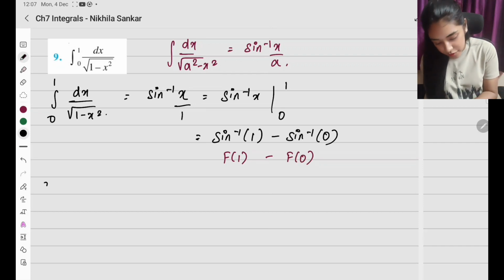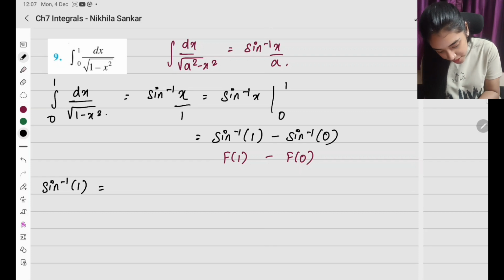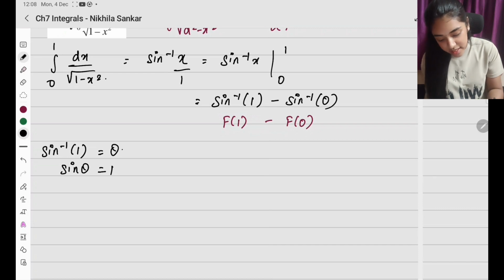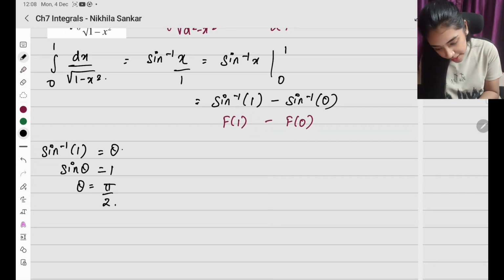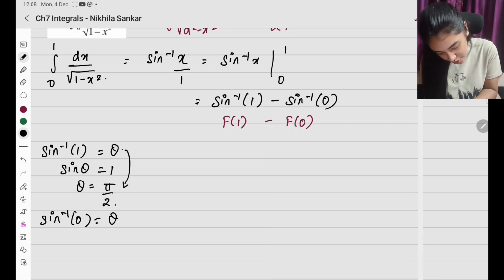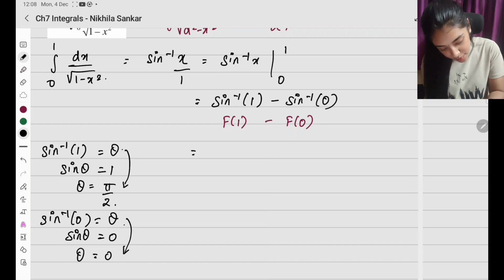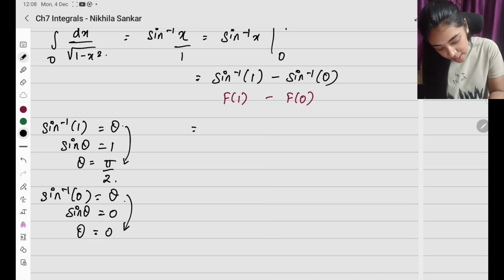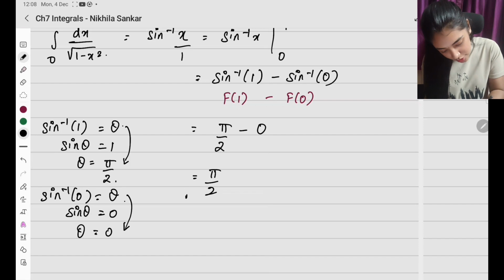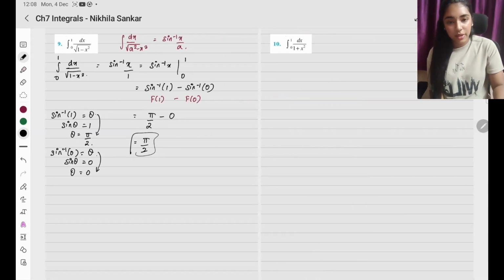Now what is the value of sine inverse 1? Sine inverse 1 is going to be theta. So sine theta equals 1. What value can it take? Sine theta equals 1, so theta can be pi divided by 2. So sine inverse of 1 is pi divided by 2. Similarly, sine inverse of 0 is going to be theta. Sine theta equals 0, so theta equals 0. So when I substitute the values, it is simply pi by 2 minus 0. So my final answer is going to be pi divided by 2. We have studied all this in the inverse trigonometric chapter.